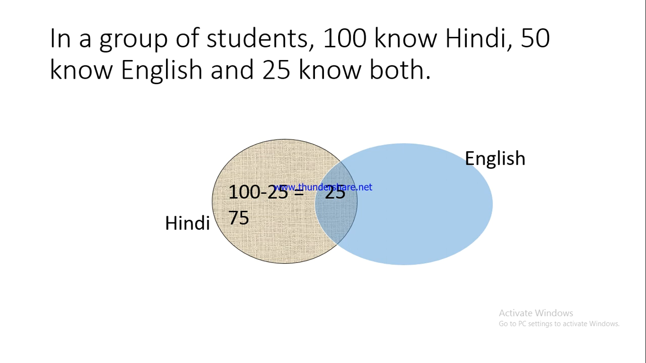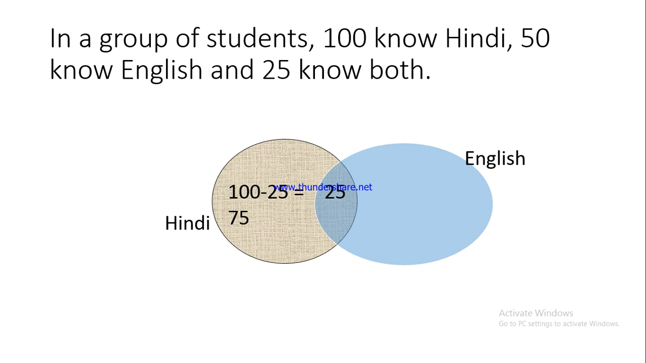You can do a cross check also. Please add the value in the grayish part and the overlapping part, 75 and 25, and this would be 100, which means the number of students who know Hindi is equal to 100. The value of the whole circle should be equal to 100, and 100 it is.